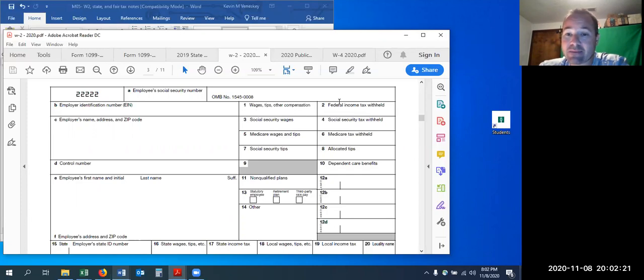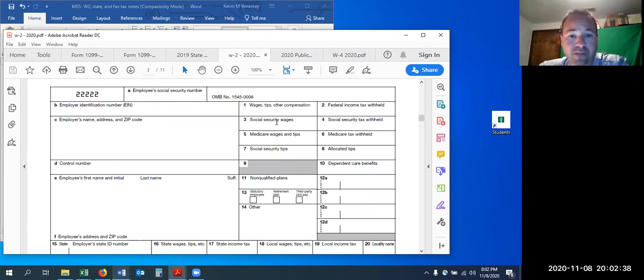Box 2, this is the amount that you can actually get back on your tax return. When you file your 1040, this is the amount that will potentially be refundable if you overpaid. So box 2, that's one of the most important numbers on the W-2.